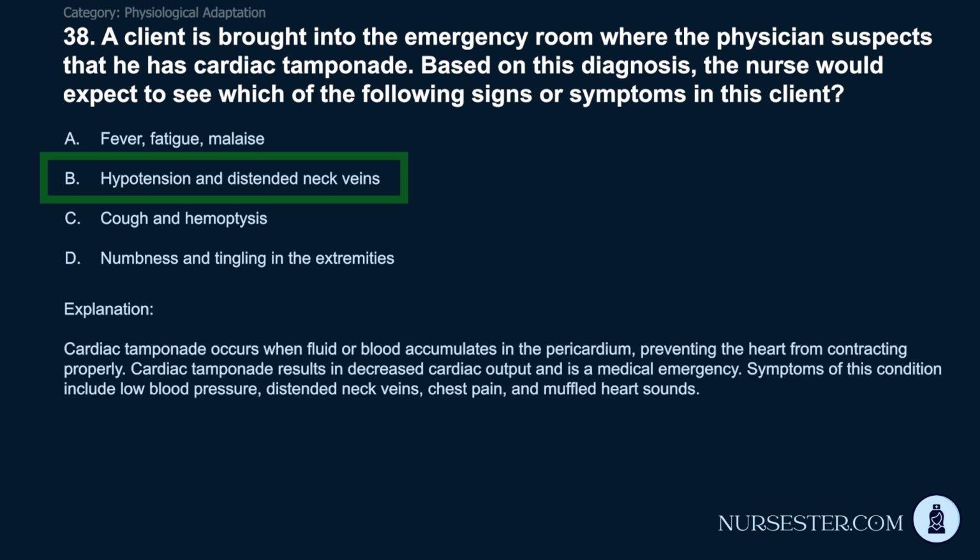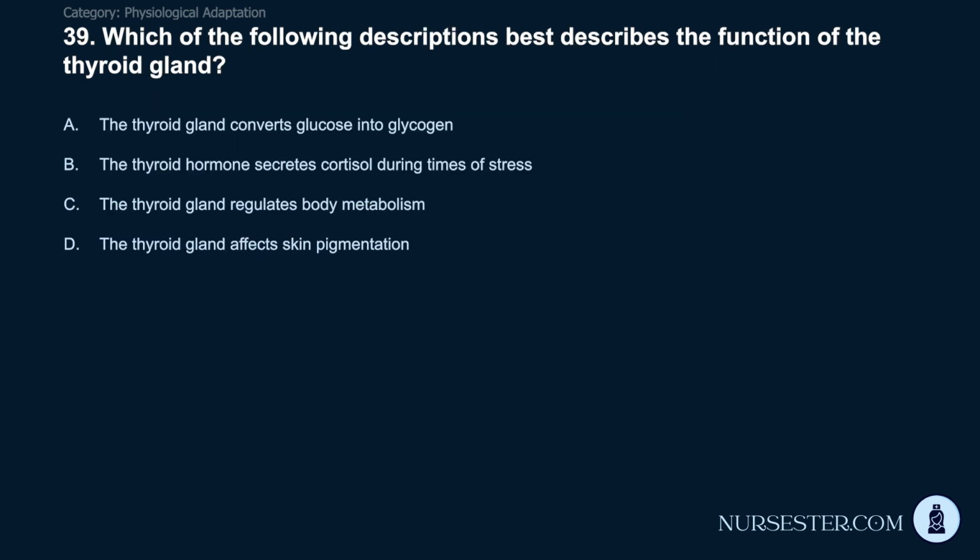Cardiac tamponade occurs when fluid or blood accumulates in the pericardium, preventing the heart from contracting properly. Cardiac tamponade results in decreased cardiac output and is a medical emergency. Symptoms of this condition include low blood pressure, distended neck veins, chest pain, and muffled heart sounds.